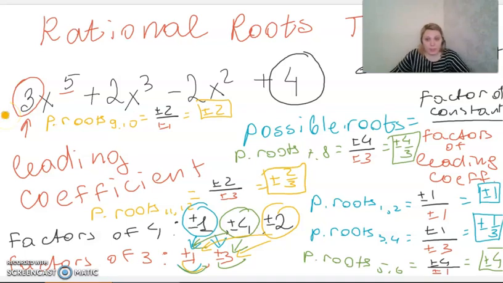So you can see that I found a whole bunch of roots. I found plus minus 1, plus minus 1/3, plus minus 4, plus minus 2, plus minus 2/3, plus minus 4/3. So all of them are possible roots. Now, are they real roots? Well, we don't know until we plug them into the equation. But in general, for your quizzes and tests, you just need to find the possible roots. So that should be enough.